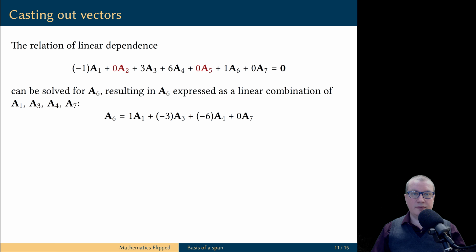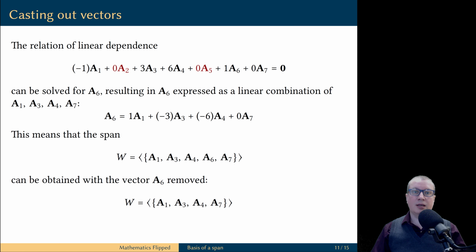This time, it is the vector a6 that is guaranteed a non-zero scalar, and therefore we can solve this equation for the vector a6. Also note that we already discarded vectors a2 and a5, and I assigned 0 values to the free variables x2, x5. Therefore, these vectors do not explicitly appear in this linear combination. As before, this means we can discard the vector a6 and still obtain the same span.